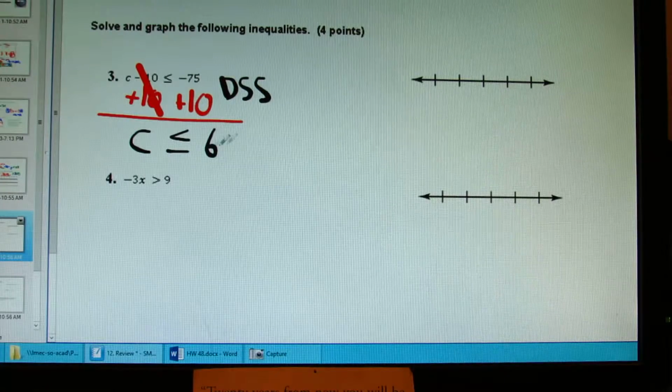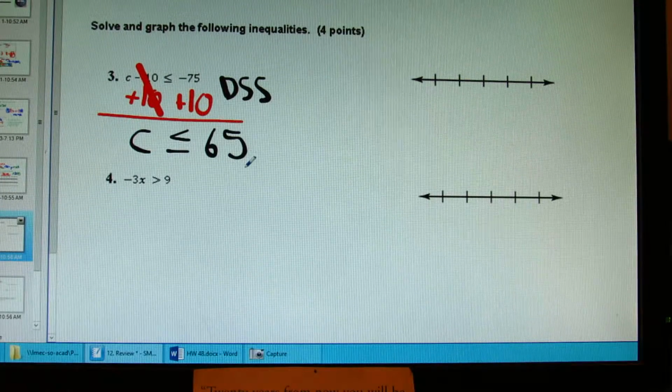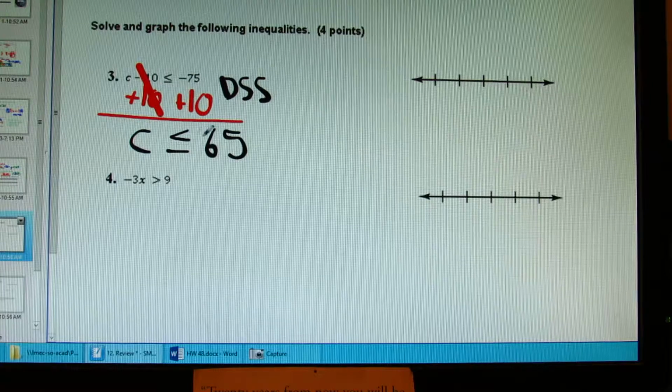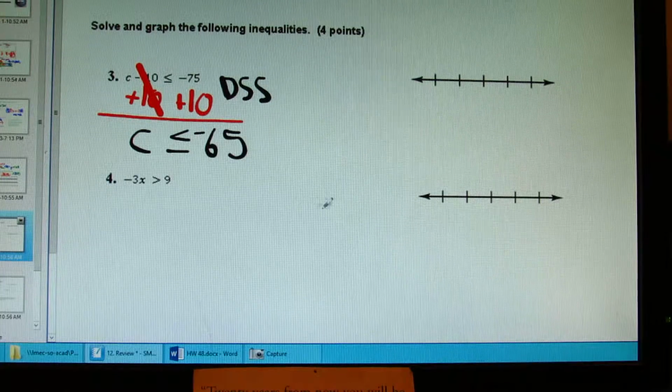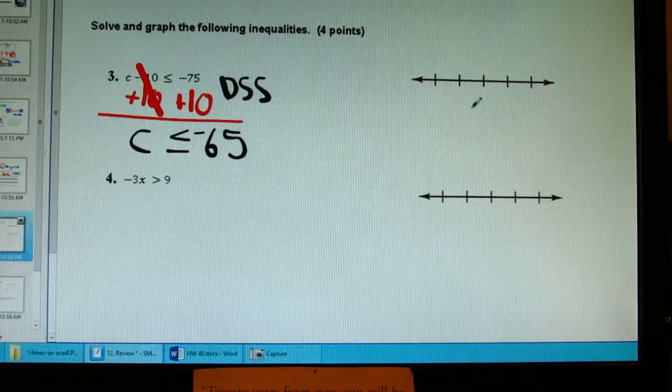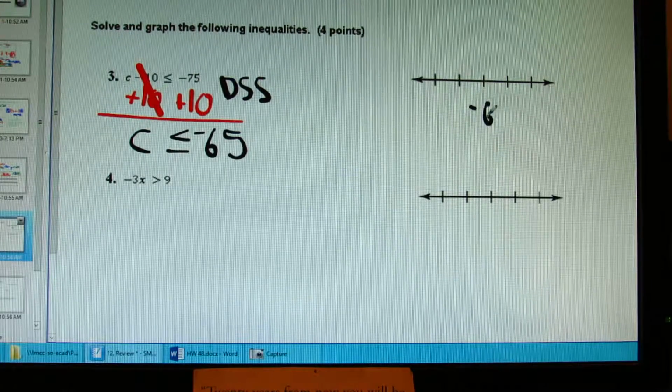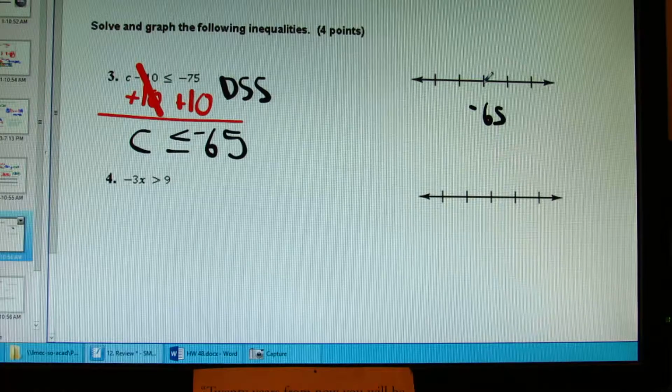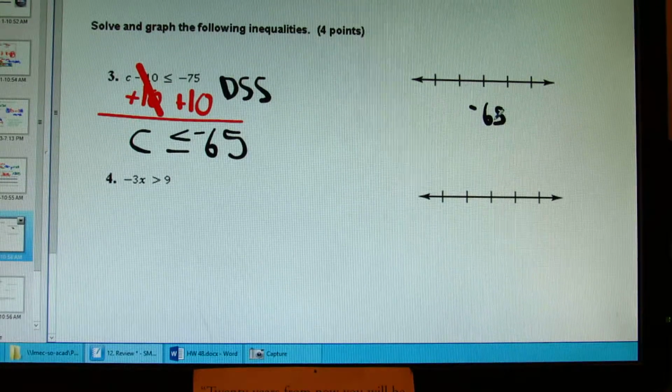All right, final answer. Am I right? Oh, you're right. Thanks. Negative 65. Different sign subtract, take the sign of the larger number. So now I have to graph my number line. Negative 65 is going to go in that middle spot. And it's going to be a little tight in here, so try to write small. I'm going to try too. It's a little harder for me.